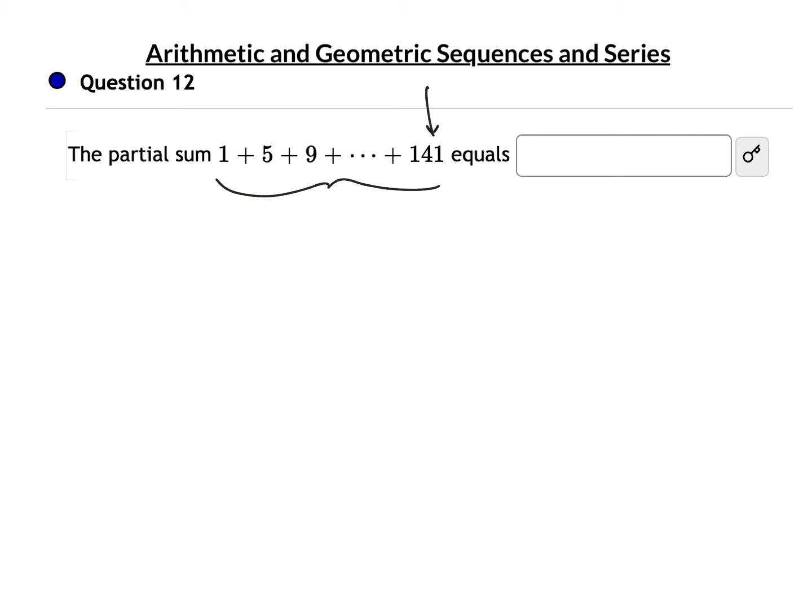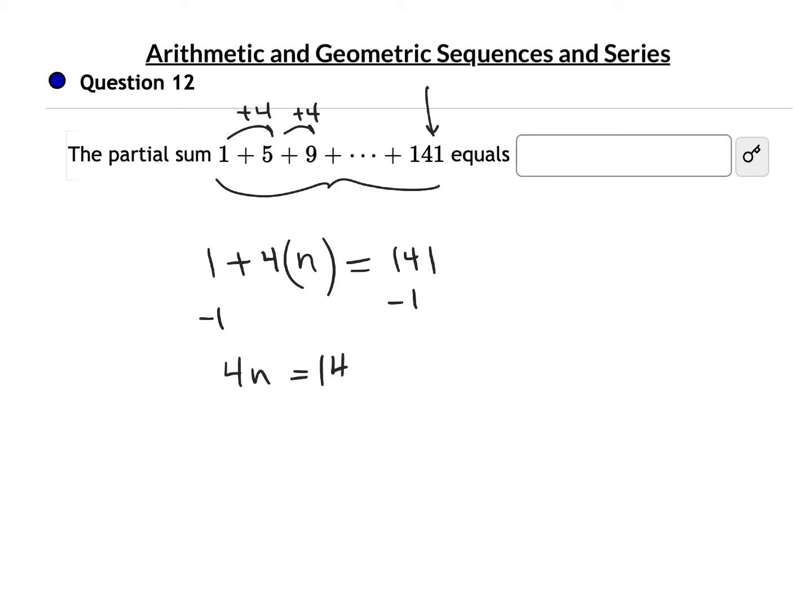Question 12. We're going to try to figure out what the sum is. What I need is to know what term that is. I can see that we're increasing by 4. That means if I start at 1 and I add 4 a certain number of times, let's call that n, I get 141. We'll take a 1 off each side. 4n equals 140. And divide by 4.